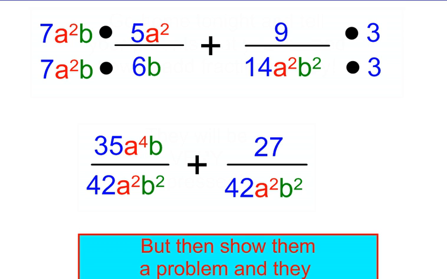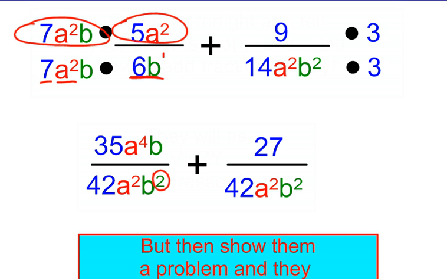So then I asked myself, when I'm looking at what I multiplied by, 6b times what would make 42a squared b squared? Well, 6 times 7 makes 42. There is no a squared in this denominator right here, so I'd have to multiply by an a squared to make that appear. This is a b to the first, so to make this b to the second, I'd have to multiply by another b. Then I took and multiplied my numerator by the same, so when I took 7a squared b times 5a squared, I got 35a to the fourth b.